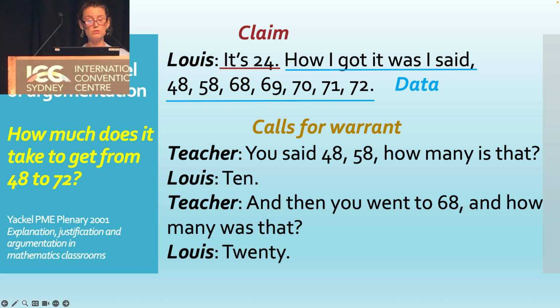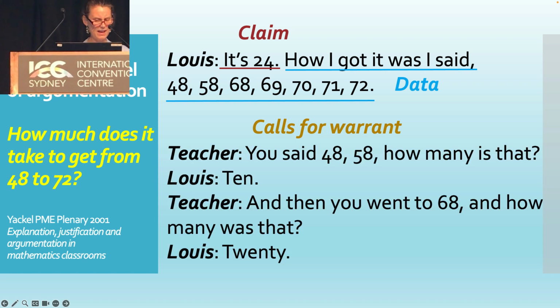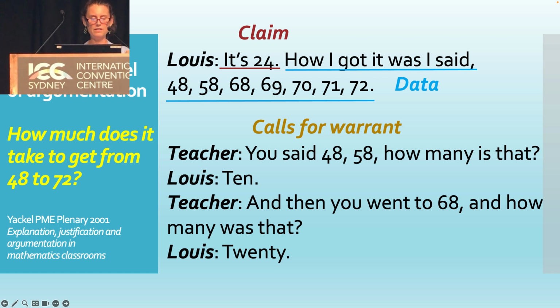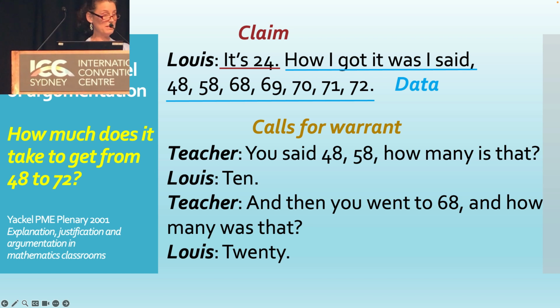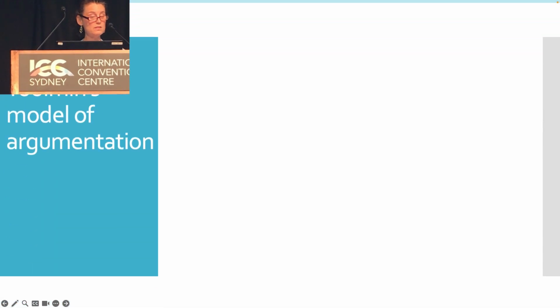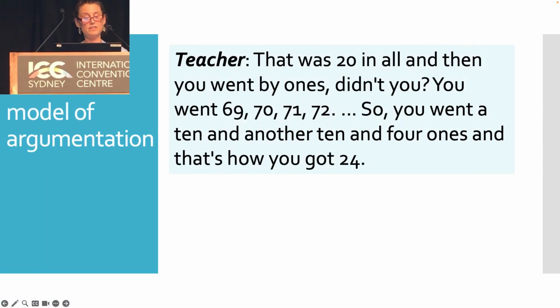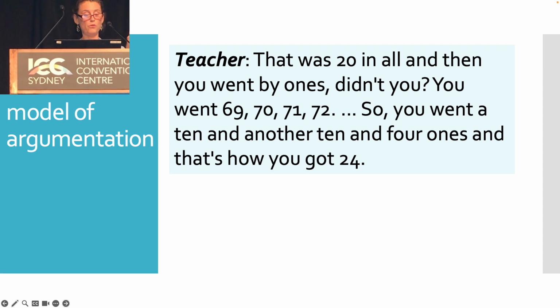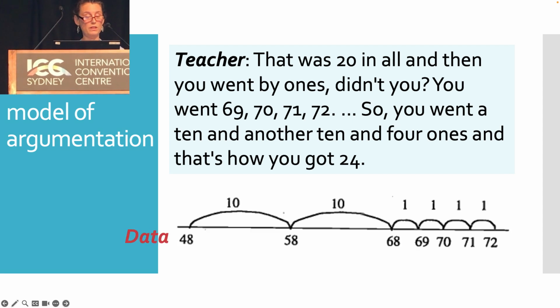And so you see the teacher say, you said 48, 58, how many is that? Lewis says 10, and the teacher says, and then you went to 68, and how many was that? Lewis says 20, and then the teacher says, well, that was 20 in all, and then you went by ones, didn't you? You went 69, 70, 71, 72. So you went a 10 and another 10 and 4 ones, and that's how you got 24.